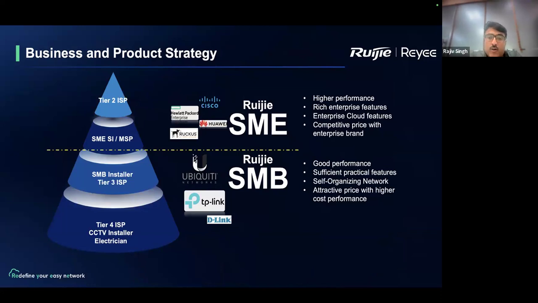This is how we have positioned ourselves, and why people are considering us: higher performance, rich enterprise features, enterprise cloud features, and competitive price with an enterprise brand. In SMB, people consider us because of the performance, practical features, self SON, which is used for configuration, and attractive price with higher cost performance. These are the reasons people are considering us.